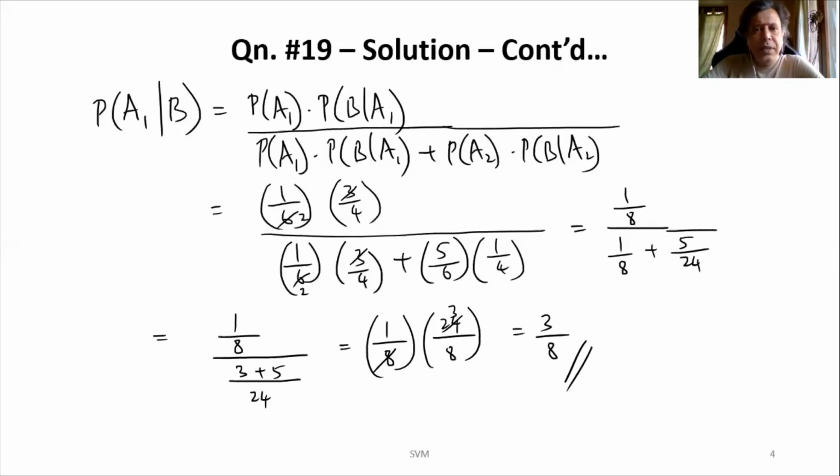So with this, I'm ending this session. We will meet in our subsequent videos to understand what we mean by a random variable and the probability distribution of a random variable, right?